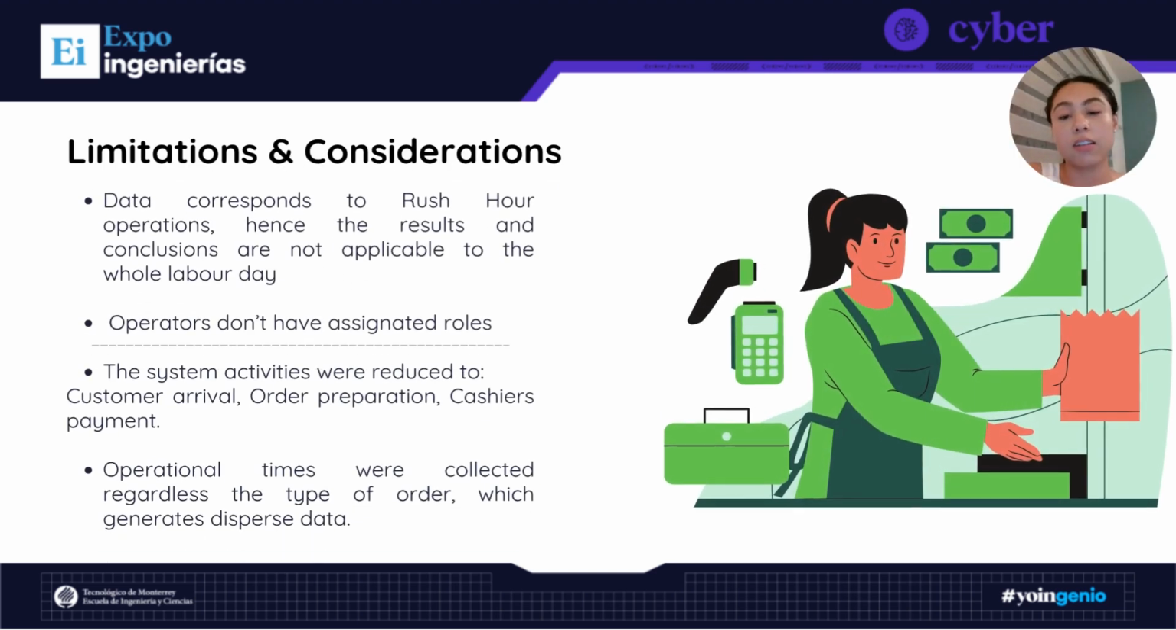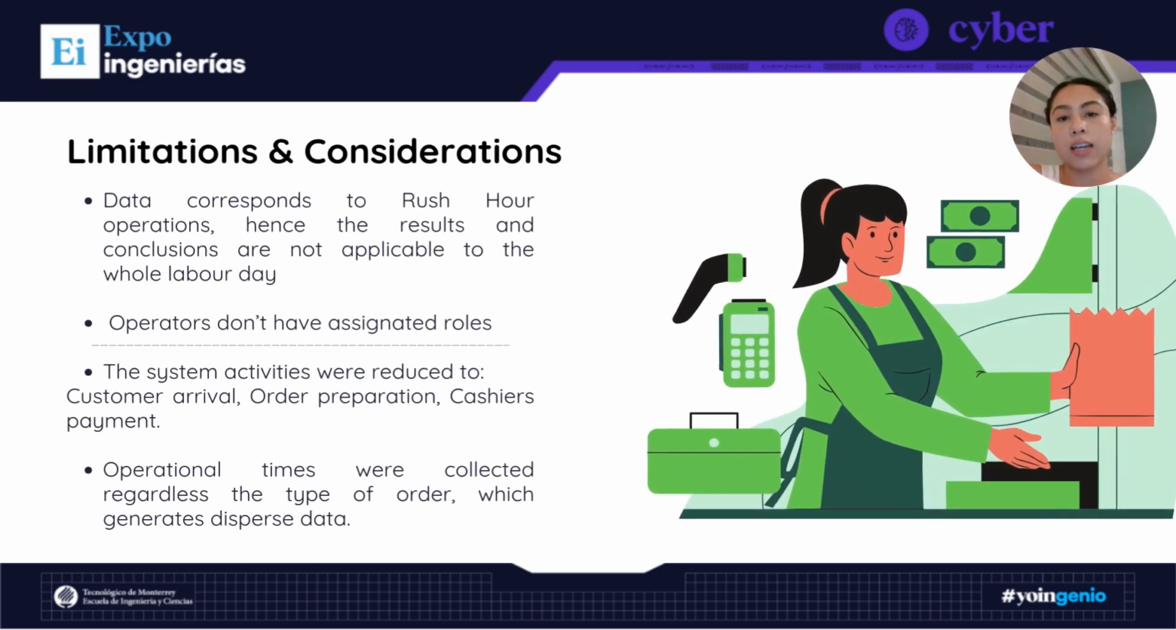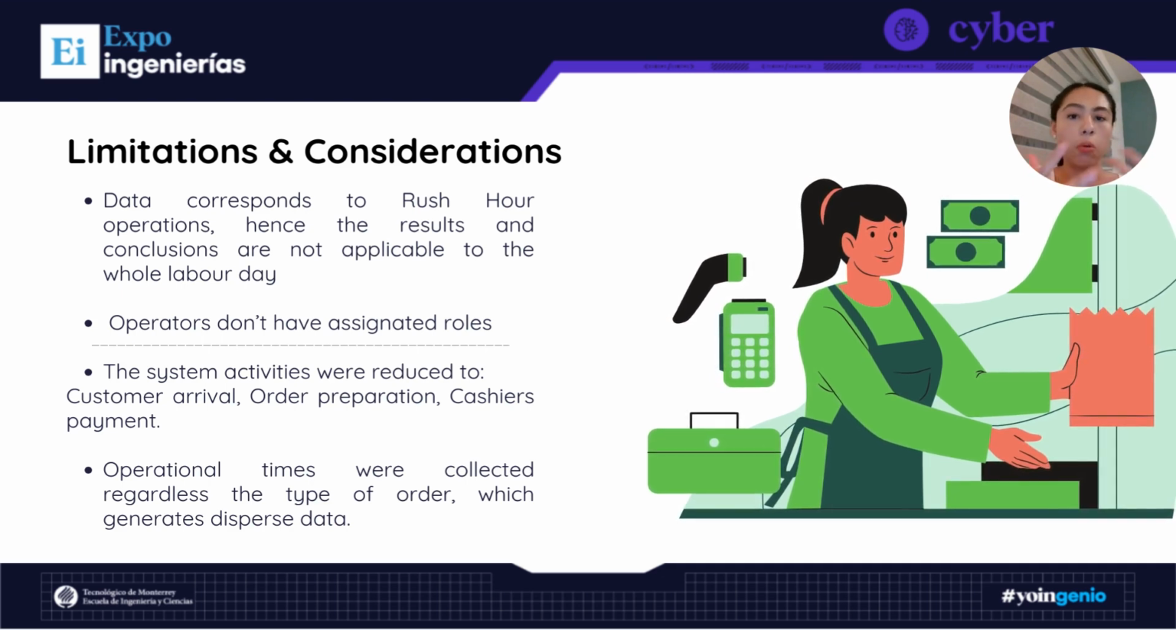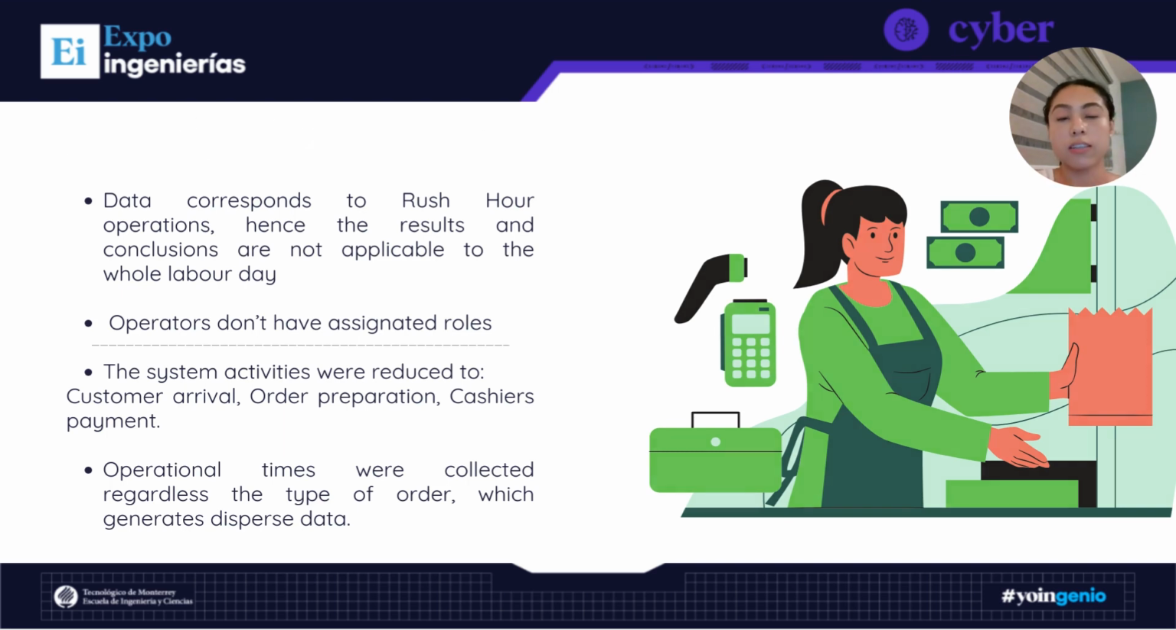Some limitations and considerations of our simulation are that we focused only on the rush hour, which means that our results do not represent the whole labor day. Also, as in real life, operators do not have assigned roles. Because of that, we reduce the system into three main activities: the customer arrival, the order preparation, and the cashier's payment. We also collected data regardless of the type of product. We know that Subway produces different types of products, but that could also create dispersed data.